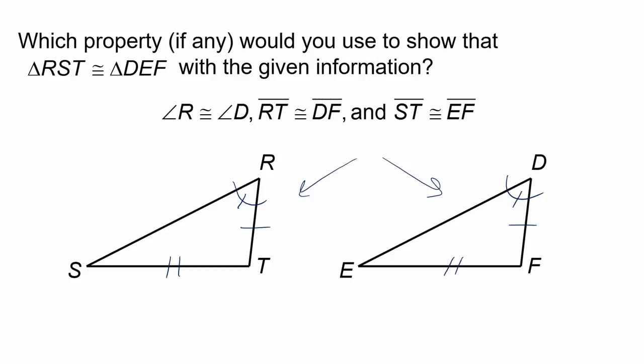We do not have any congruence property for this situation. This is a side-side-angle situation, and we cannot prove congruence with side-side-angle. Therefore, these two triangles with the given information cannot be proved congruent.